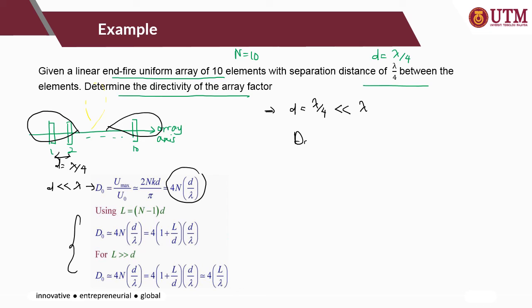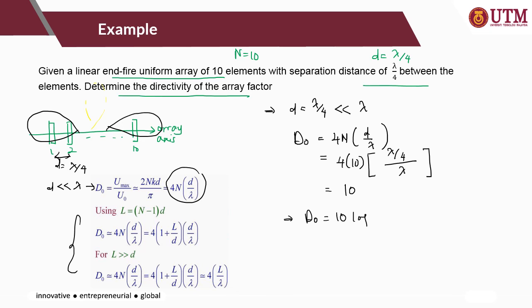So the directivity equals 4n d over lambda. For number of elements 10, d equal to lambda over 4 divided by lambda, 40 divided by 4 is 10. Again in dB, D naught equal to 10 log of 10, equal to 10 dB.